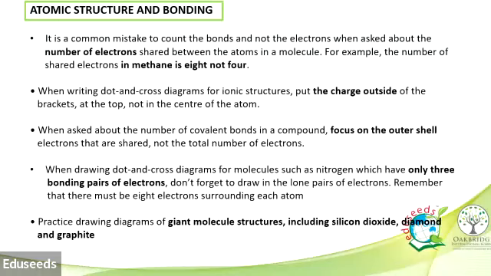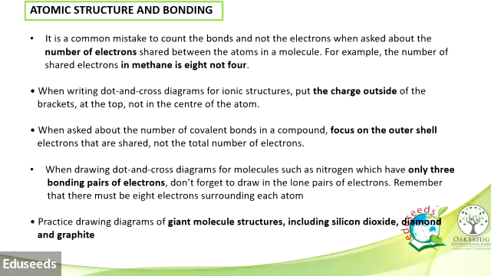When asked about the number of covalent bonds in a compound, focus on the outer shell electrons that are shared, not the total number of electrons. It means you focus on the valence electrons, how many they share.